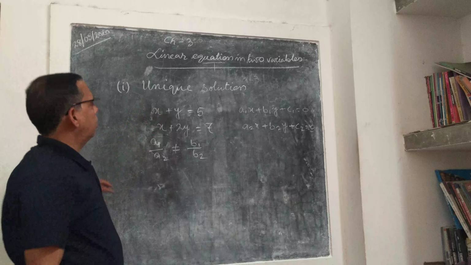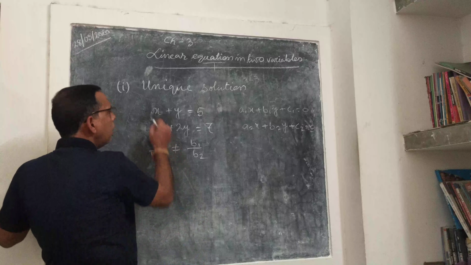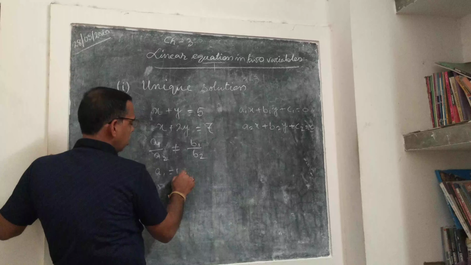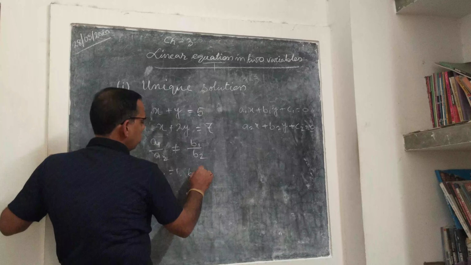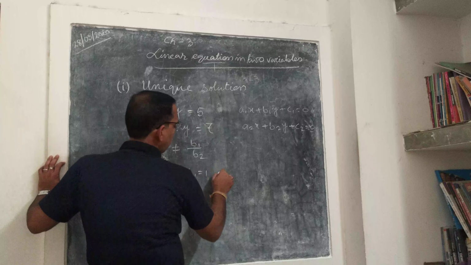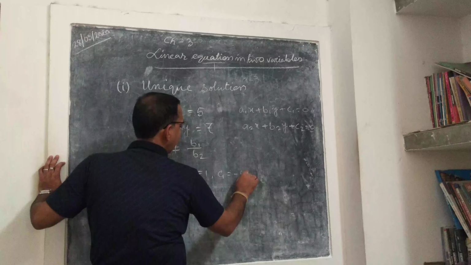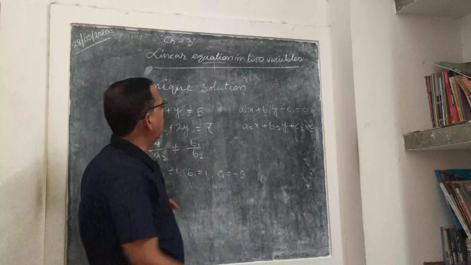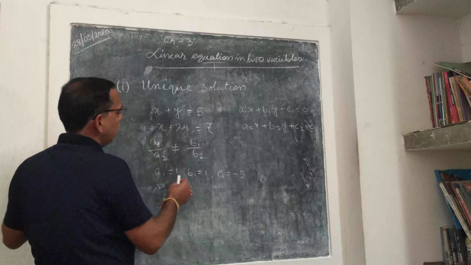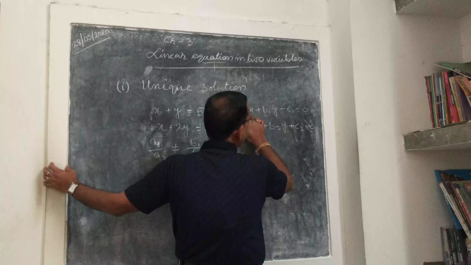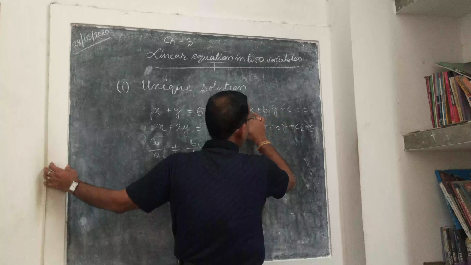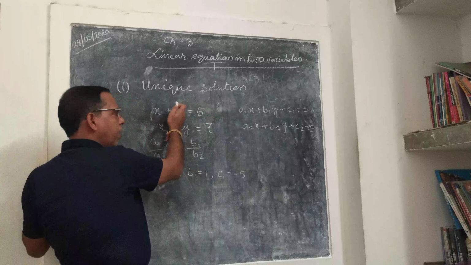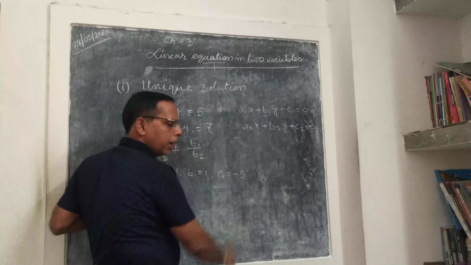Now let's check this one. Here you see, what is a1? a1 = 1. What is b1? b1 = 1. What is c1? c1 = -5. Did you understand why it is minus 5? Because the standard form of a linear equation is ax + by + c, here a1x + b1y + c1. So if I shift 5 to the left hand side, it will be -5.